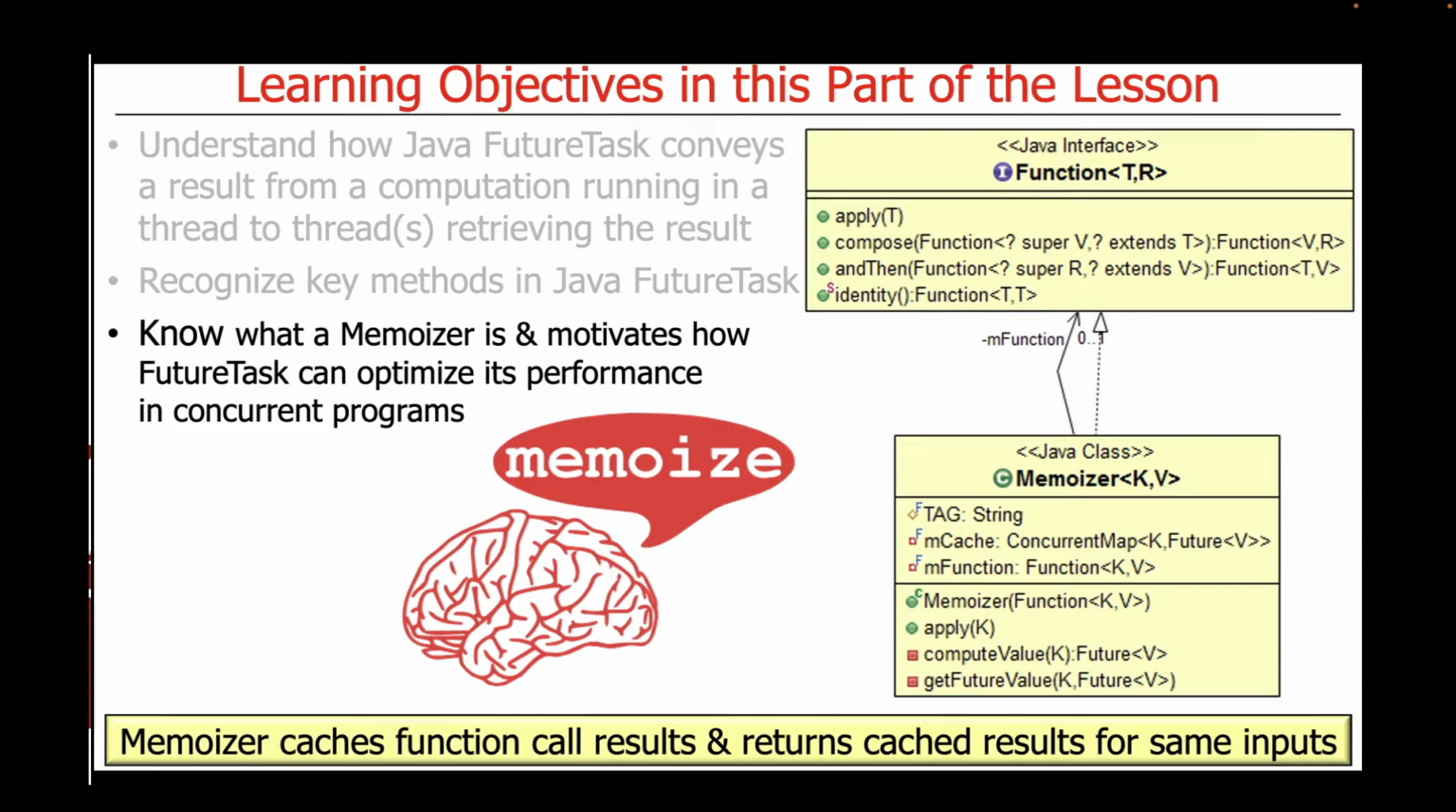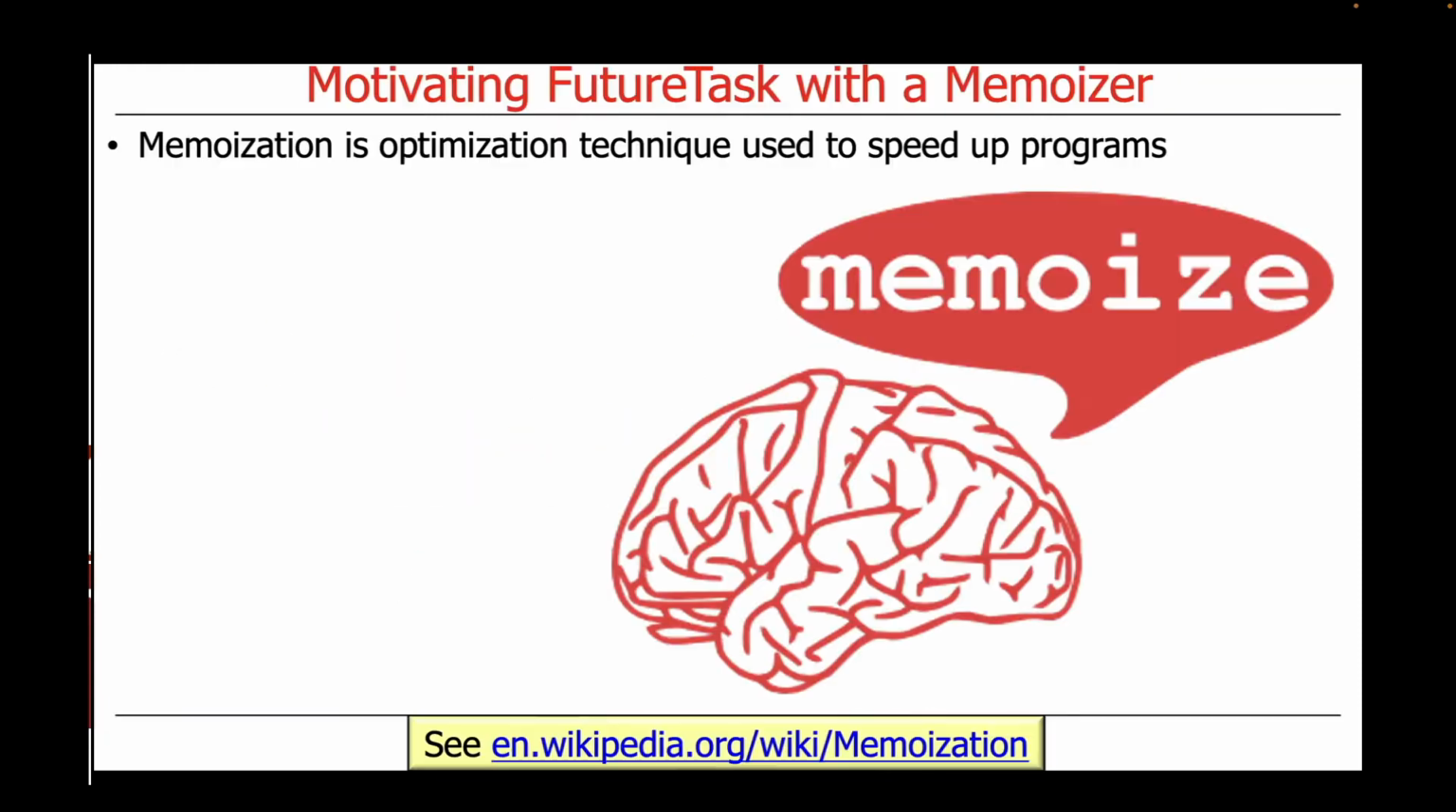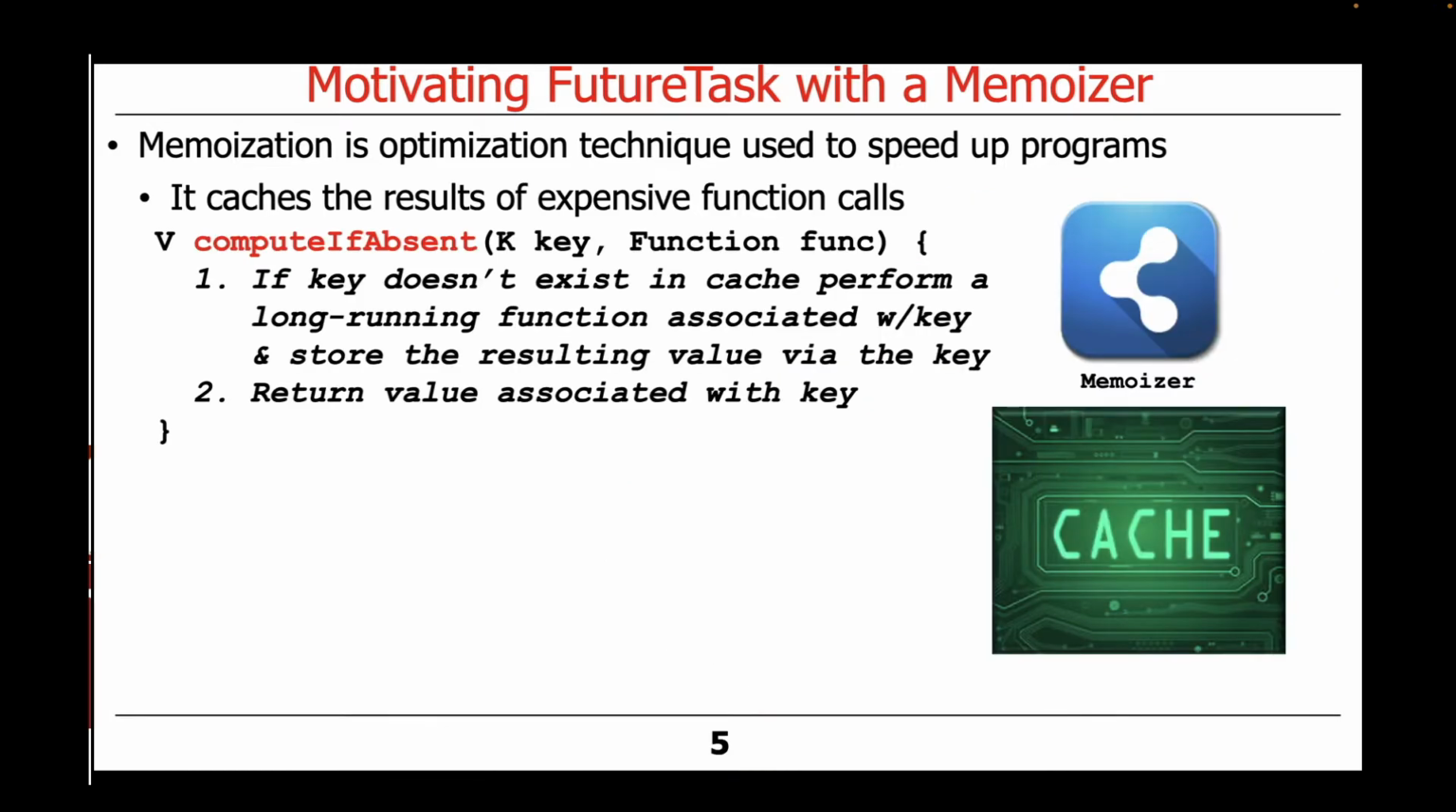And we're going to use this particular Memoizer to cache the results of long-running function calls and then return those cached results for the same input. So it's basically a cache. So Memoization, which you can read about here if you go to this Wikipedia link, is an optimization technique that's commonly used to speed programs up. And what it does is it caches the results of expensive function calls. So let's take a look at an example of such a thing.